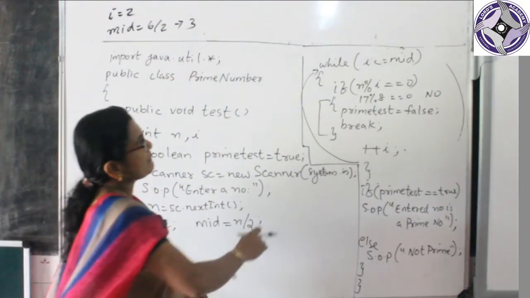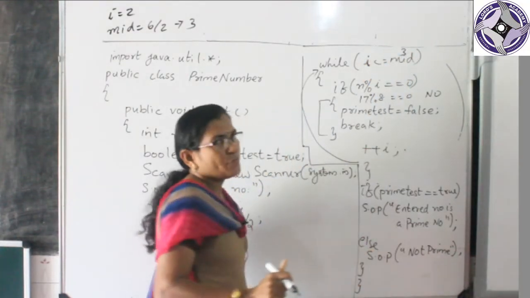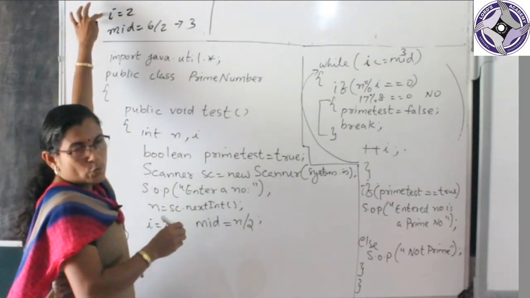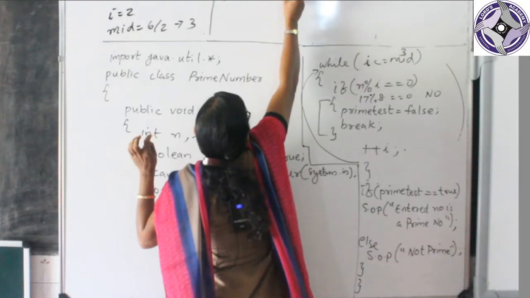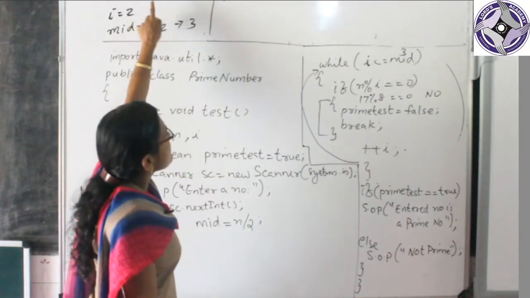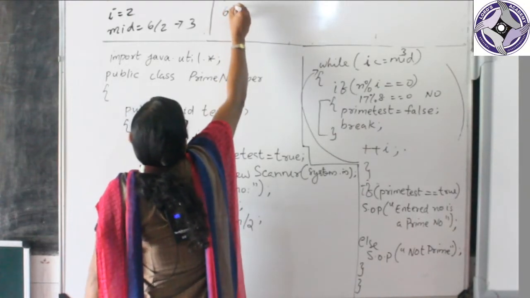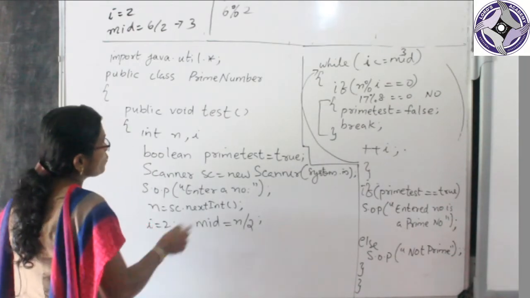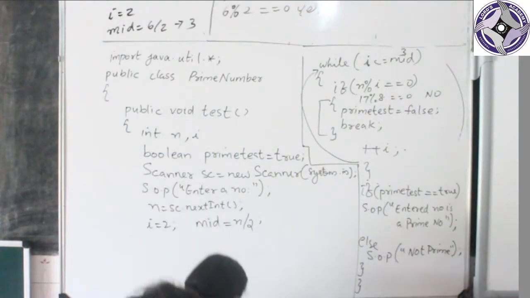So the looping structure will be like this. While I less than or equal to 3. So initially now value of I is 2. 2 less than or equal to 3? Yes, 2 is less than 3. Value of n is 6. 6 modulus 2 equal to 0? Yes. 6 modulus 2 equal to 0.